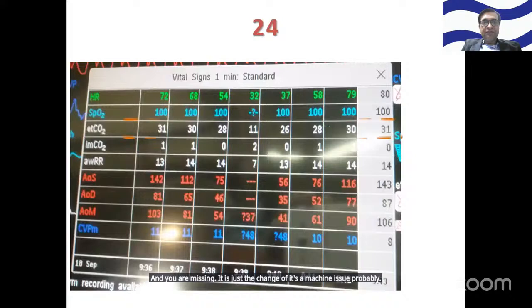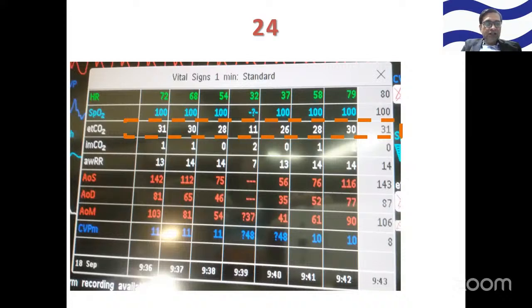Okay, spotter. So this is a 1 minute vital sign chart from 9:36 to 9:43. You could see this 31, 30, 28, 11, 26, 28, 30, 31. What could be the diagnosis? Any guesses? Low cardiac output, decreased cardiac output.